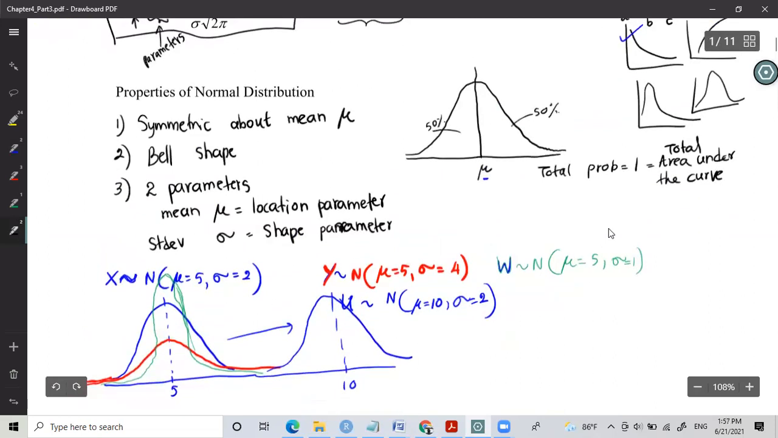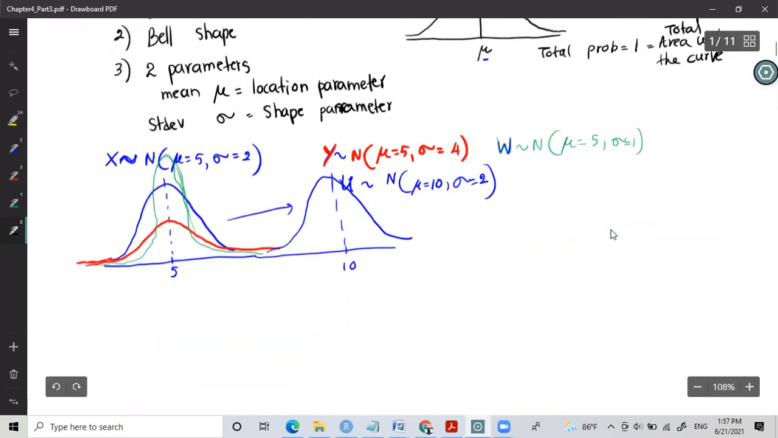Okay, so we have the bell shape, it's symmetric. What else? The other property is that the tail probabilities are very low. Tails are thin. What does that mean?